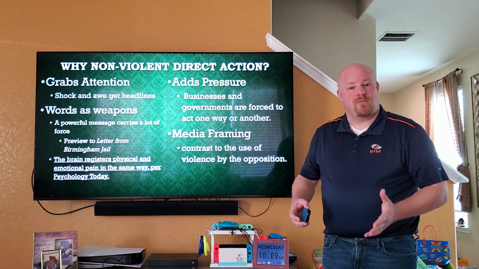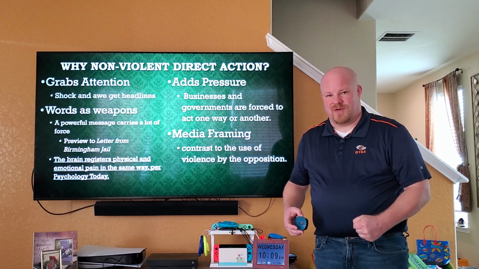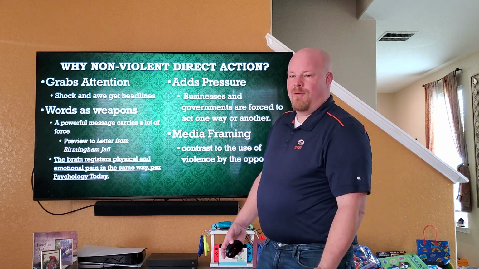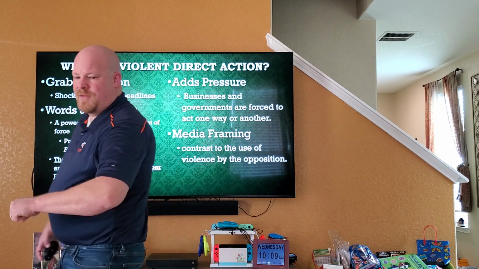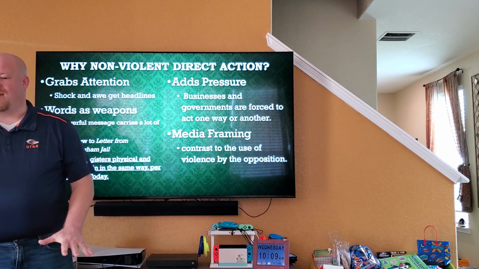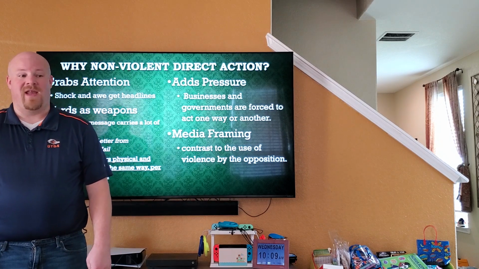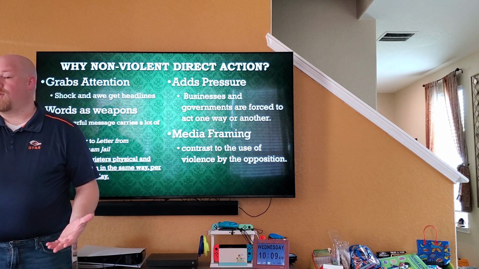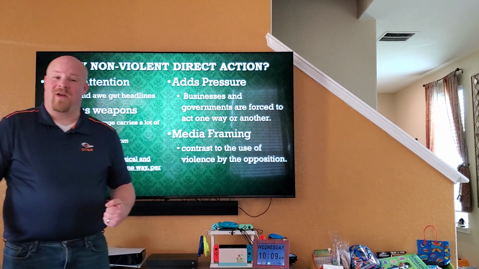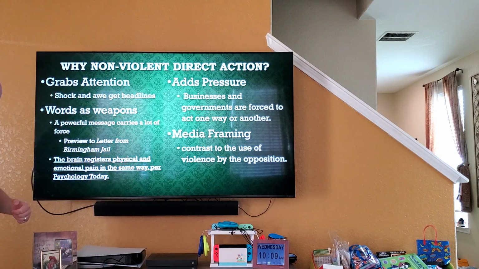Now, the protest adds pressure. The direct action adds pressure to businesses and governments to act. And finally, words are very powerful. Group 3, I believe Group 3, you are going to be looking at the arrest of Dr. Martin Luther King Jr. that led to his writing of Letter from Birmingham Jail. We are going to be analyzing that letter later this week. And one very important factor that I put up there: the brain registers physical and emotional pain in the same way. So words are powerful.